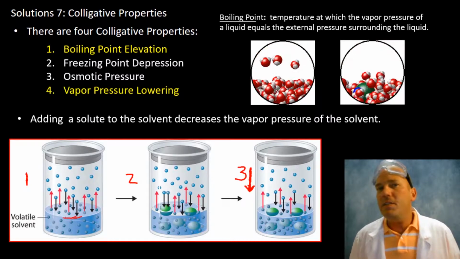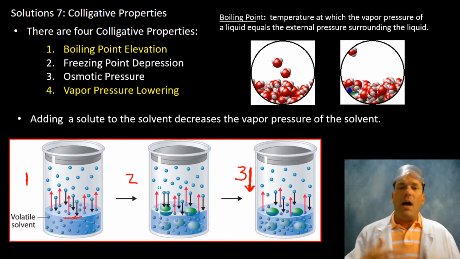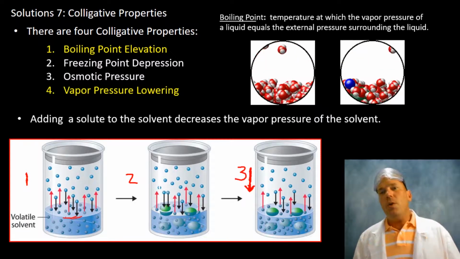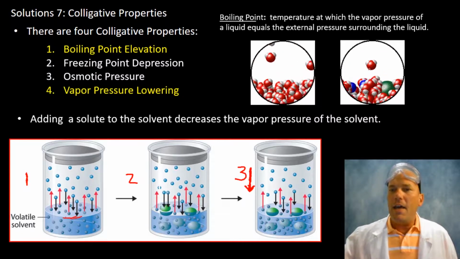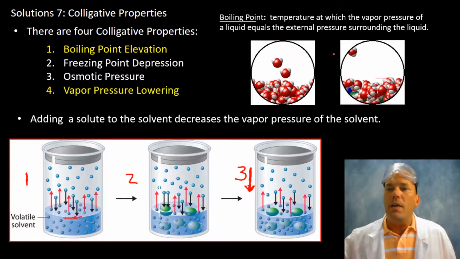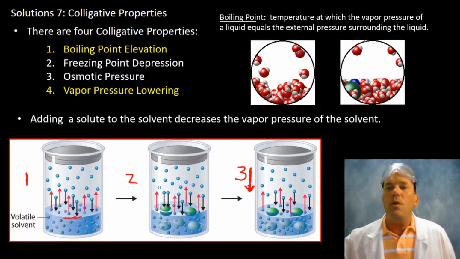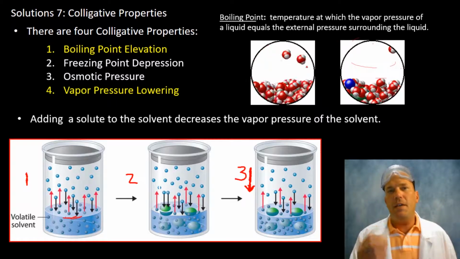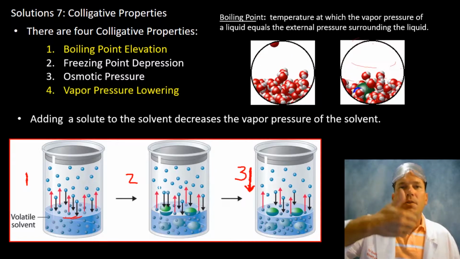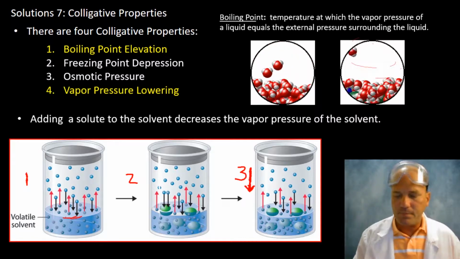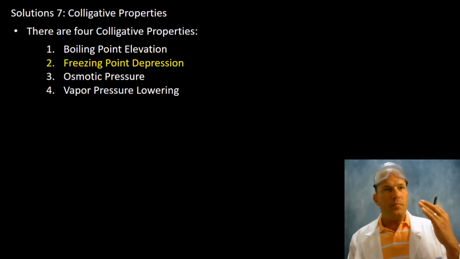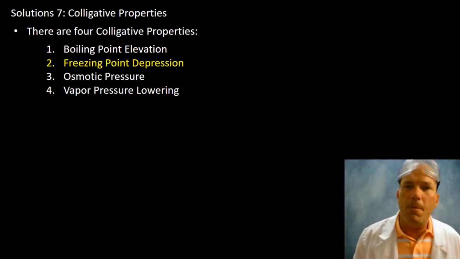Now we have other solutes that are dissolved within that solvent, okay? And you'll notice that there are less molecules entering. Therefore, there is a lower vapor pressure, which again means in order for this substance to boil, temperature will need to increase. All right, so the next one, freezing point depression.